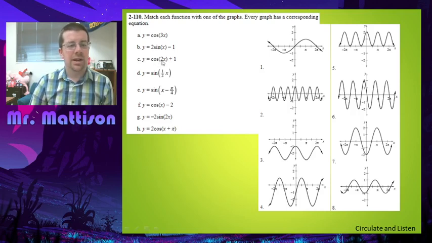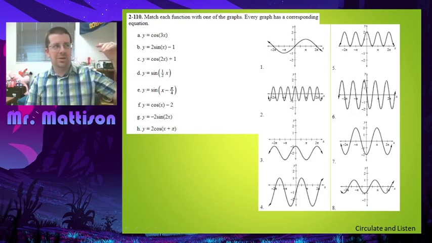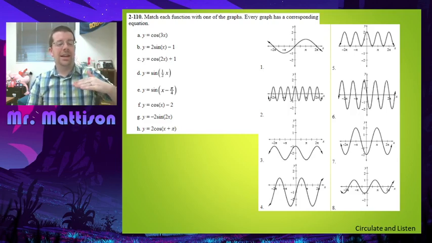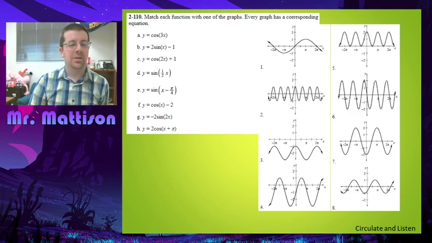C is a cosine of 2x plus 1, so I'm up 1. So I should have a bottom out on the x-axis and a top out at 2. And it's cosine, so it'll start at the peak, and it'll have 2 full cycles in one 2 pi period. Looks like this one right here.